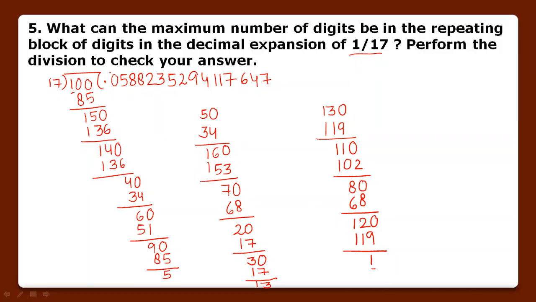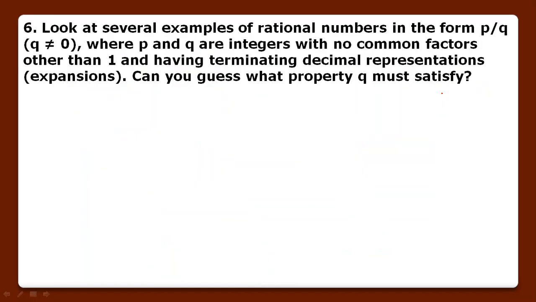So we can put a bar here. So let's count the maximum number of digits after which they repeat again. 1 2 3 4 5 6 7 8 9 10 11 12 13 14 15 16. So 16 is the maximum number of digits that will repeat. Now let's do the second question, that is 6.